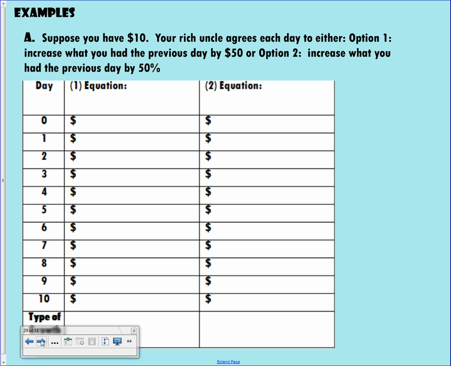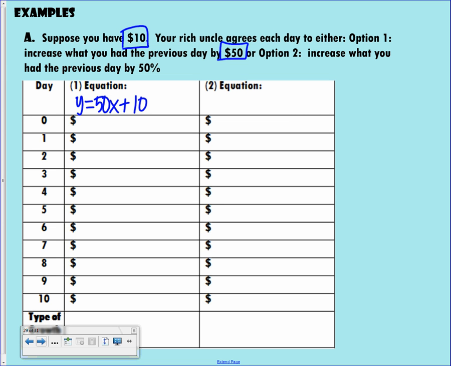So if I just look at option 1, increase what I had by $50. That is a set rate, which means this is going to be linear. So that means I'm going to plug it into my y equals mx plus b. My slope is what I'm changing each time, so that'd be $50, so 50x, plus the $10 that I'm originally starting with. So that equation would be y equals 50x plus 10.